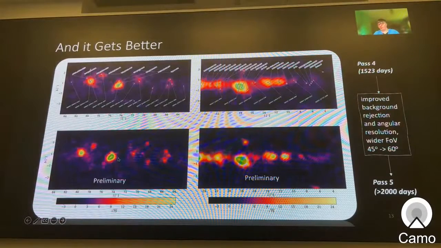I think it's already looking pretty good, but I think it gets better. So Hawk has very recently started showing results from their Pass 5 data, which has improved hadronic rejection and angular resolution, and also now looks beyond 45 degrees zenith angle. And so you see the difference between the 3HWC catalog map and the new map, and you clearly see there's a lot more structure to be understood and analyzed there. This is also, of course, Pass 5 with more days of data.